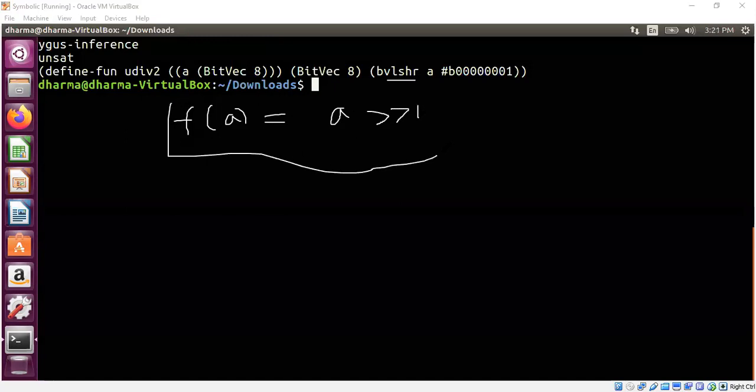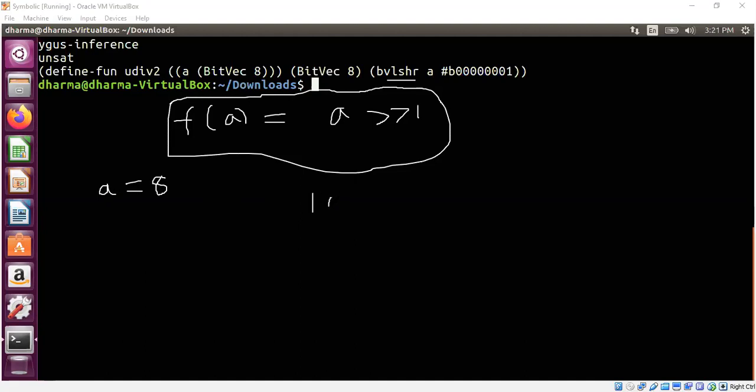Okay, so this is basically it. This means that if you send in, for example, a to be say 8, the output of f of a will be 4, because what is the bit representation of 8? Let's take 8, right? 8 is 2 power 3, which means we need 4 bits to represent a. This is a in binary.